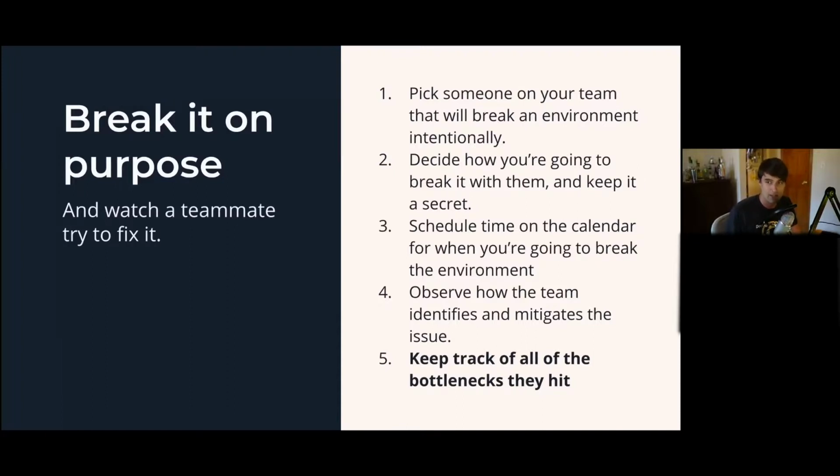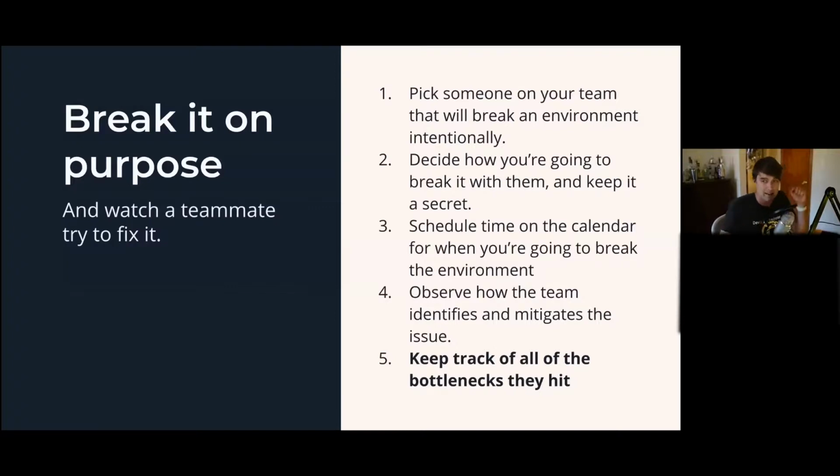We're not going to tell you any hints. We're just going to see what happens. And then what we did is we watched the team, and we watched how they identified the problem and mitigated it. And along the way, people are going to run into walls, they're going to break their noses.